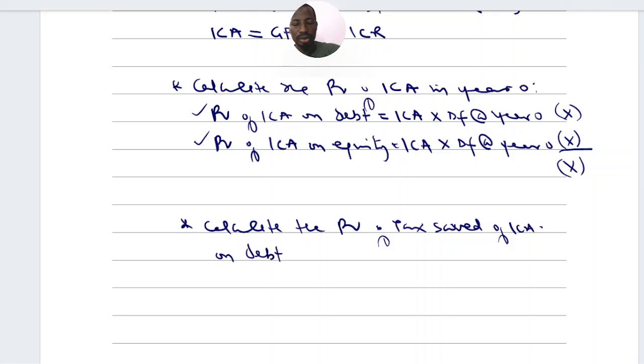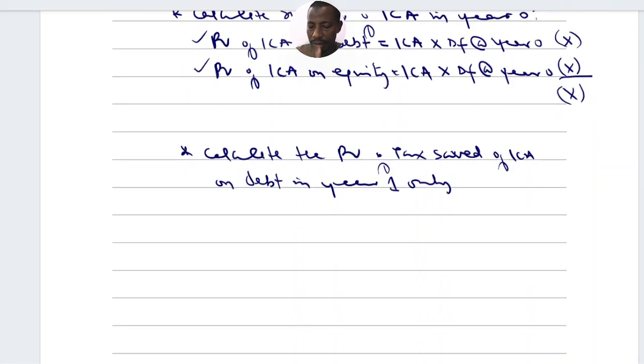Remember what I explained to you earlier on. There is no tax benefit on equity, but when you have debt, you must consider the tax benefit or tax relief on issue cost amount in year one only. In year one only. Okay, how do you do this? What's the formula that you can use?